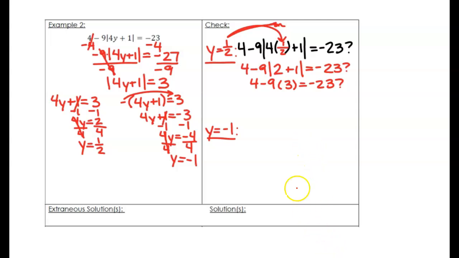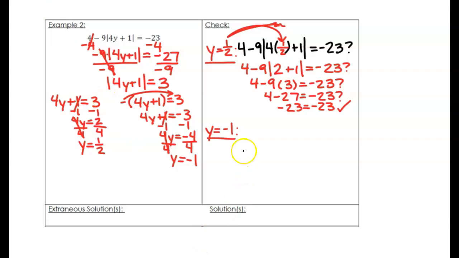The next part of PEMDAS is not subtraction, it's multiplication. So I'm going to multiply -9 and 3 together, and I'm going to get -27. And when I subtract 4 minus 27, I get -23. So it turns out that y equals 1/2 is actually a solution to this absolute value equation. Now I'm going to try my next one.